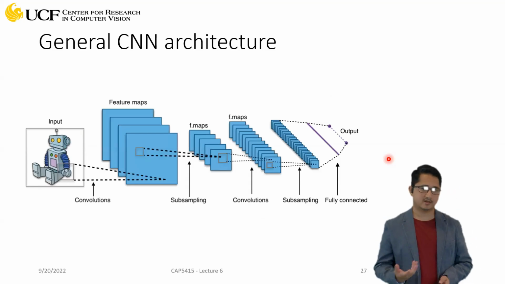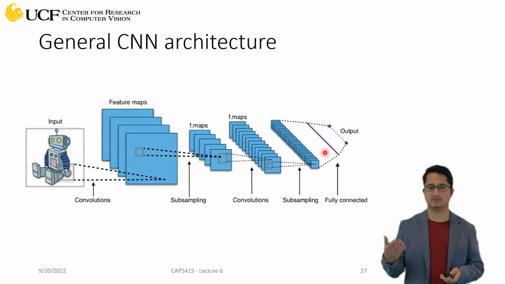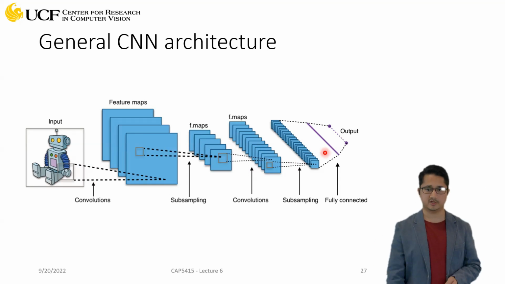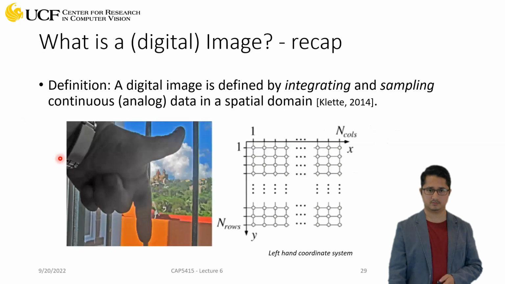So the general CNN architecture we have already seen. We have the input as image. We have convolution layers, subsampling layers, again followed by convolution. And again, we can have several of these layers. This is just one combination. And at the end, we have a fully connected layer, which will give you the predictions. Of course, you can have more than one fully connected layer.